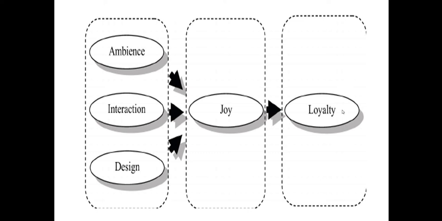It is called cause and effect relationship. This loyalty is being caused by joy, and joy is caused by these other variables. And ultimately we have to collect data with respect to ambience, interaction and design, and we have to collect data with respect to loyalty, and how that loyalty can be measured. So we need to develop some scale to measure loyalty, some scale to measure joy, and this design and ambience, and ultimately we have to find out the relationship between these different variables, and how one is affecting another. That is called cause and effect relationship.